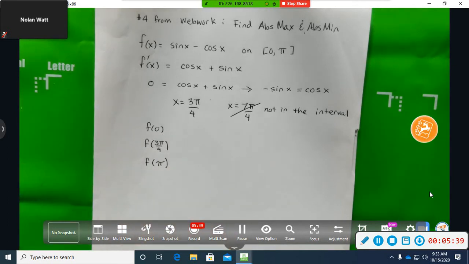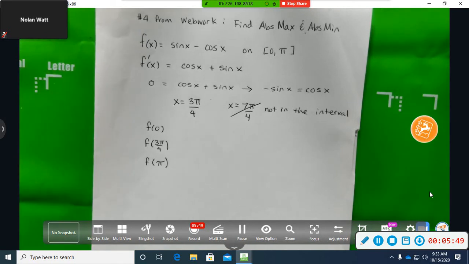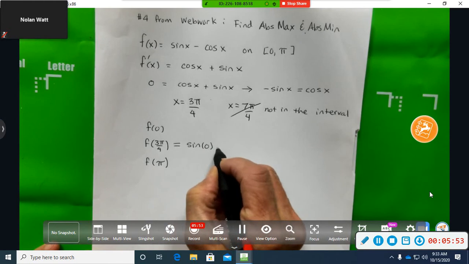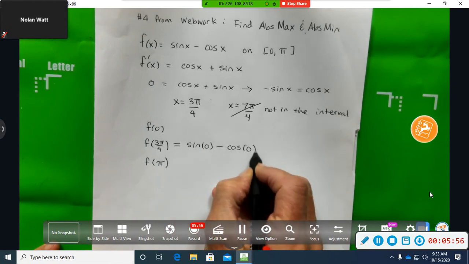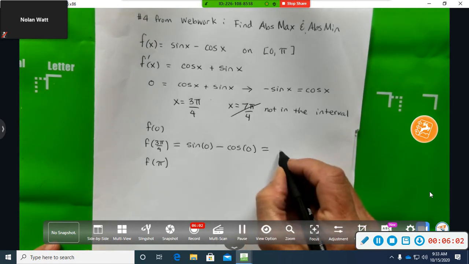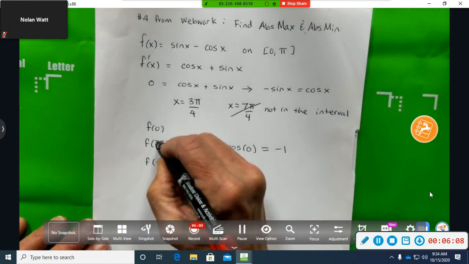So I usually do this in table form. I'll just do it like this today. So I'm going back up here. f of 0 is the sine of 0 minus the cosine of 0. Sine of 0 is 0. Cosine of 0 is 1. So we get 0 minus 1, which is negative 1. Oops, I just wrote that in the wrong line. All right, let's put 0 here.